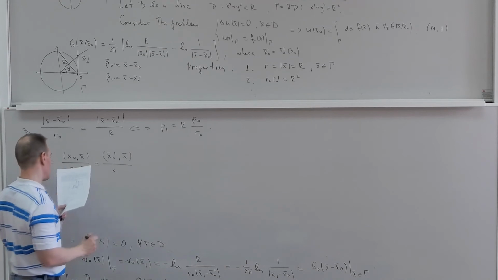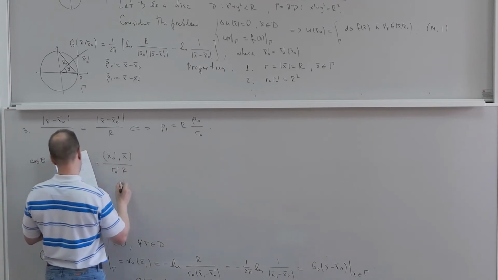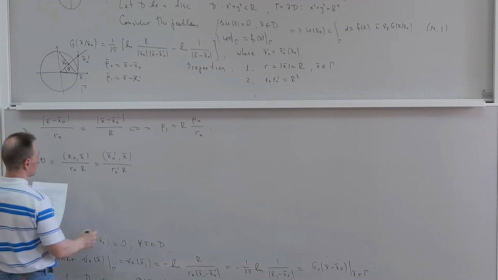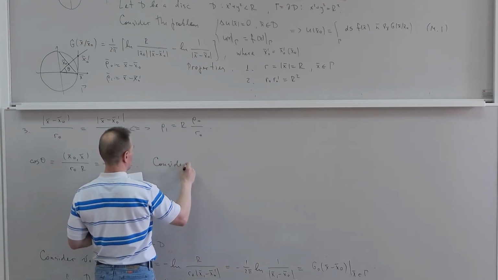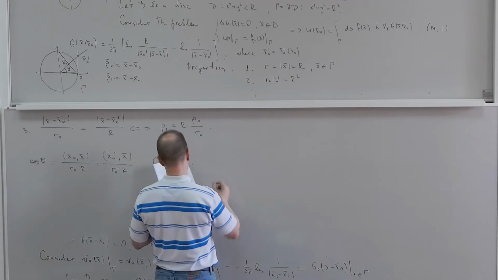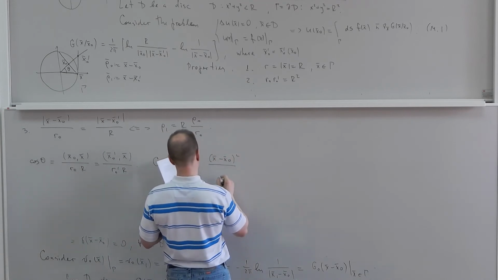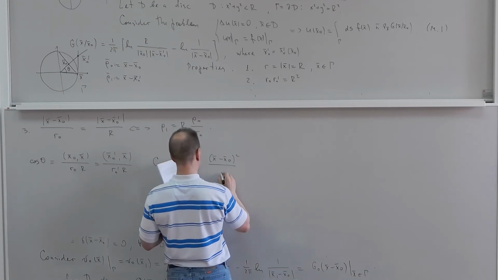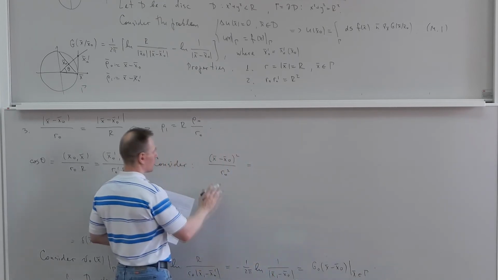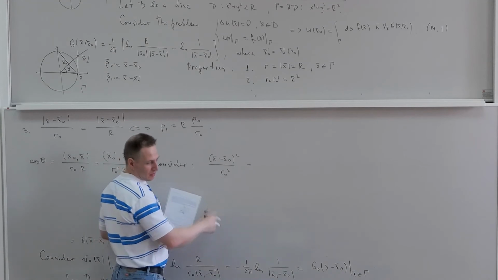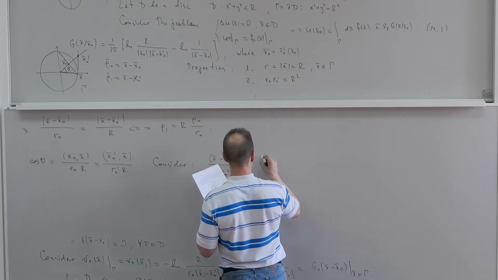Definition of the scalar product, we have the following equality. Then consider the scalar product of such a form. I just write a sequence of equalities and then explain where they come from.